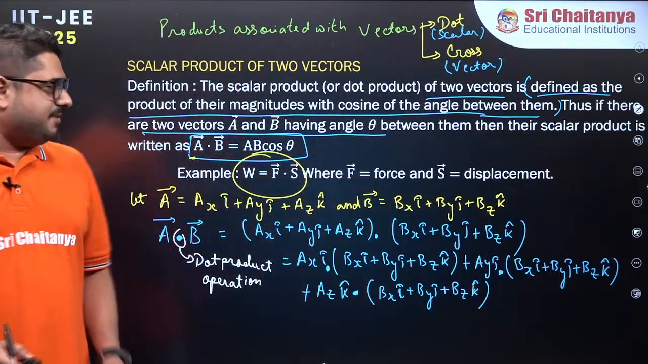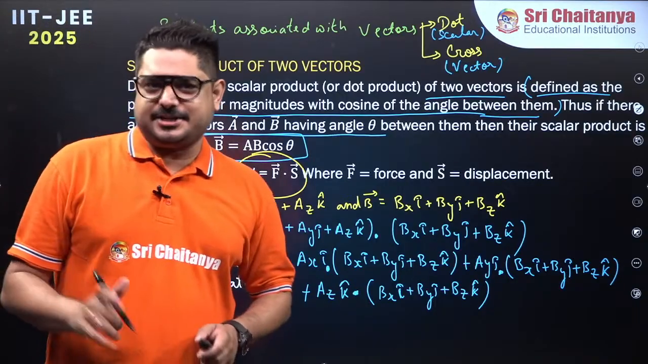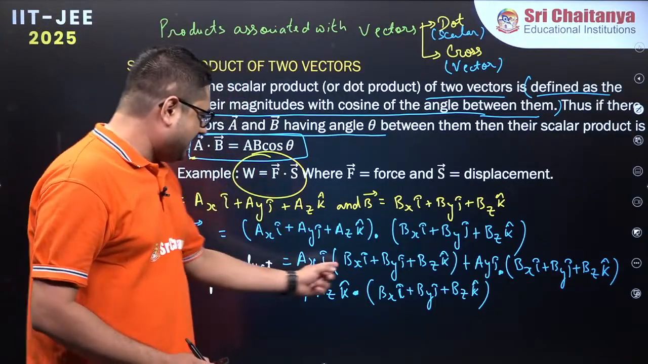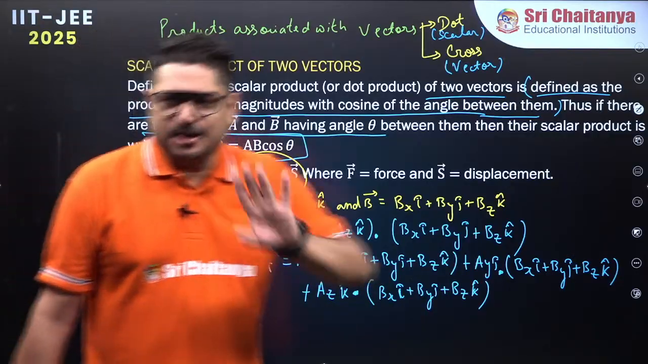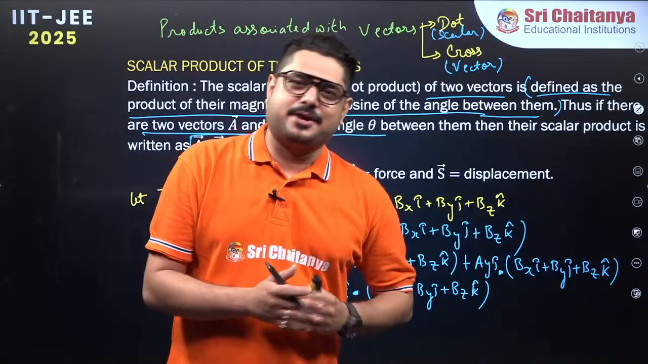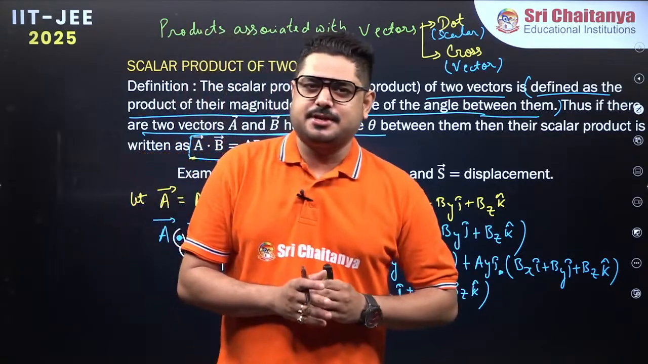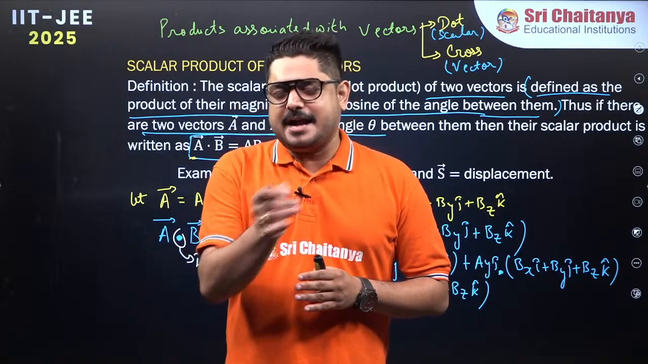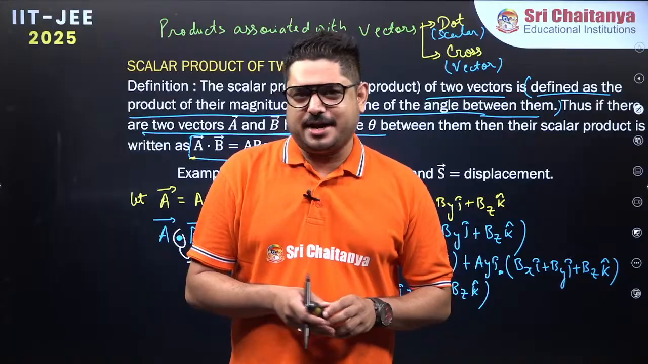So what needs to be done everyone? After that we need to perform the operation. You know that AX i cap into BX i cap I have to do. So now let me tell you one thing. It's a shortcut method over here. I have already used this operation a couple of times while denoting the magnitude of any vector. So now what needs to be done over here?